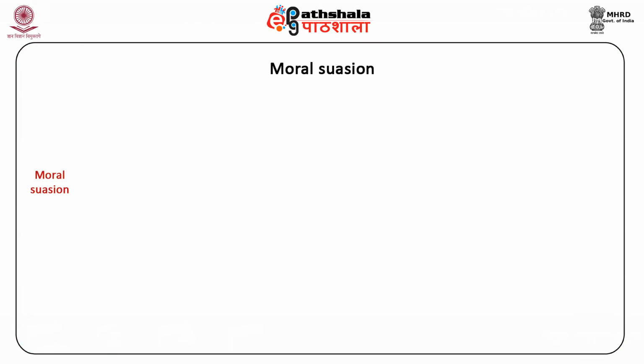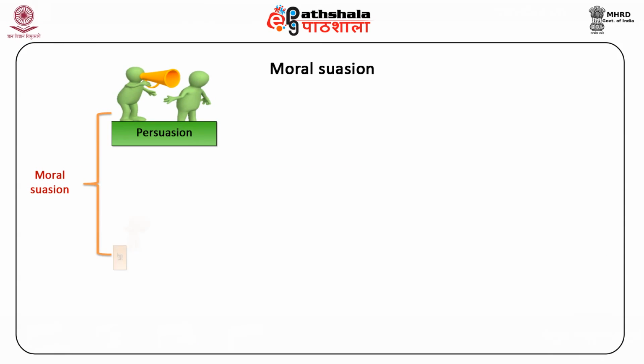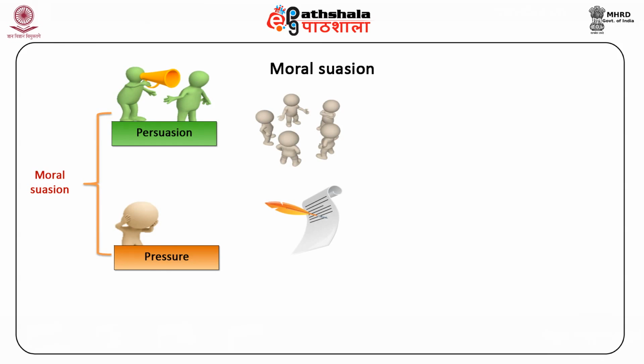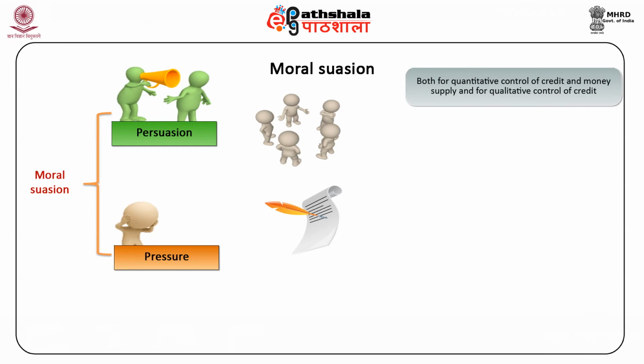Moral suasion is a combination of persuasion and pressures which a central bank is always in a position to use on banks in general and errant banks in particular. This is exercised through discussions, letters, speeches, and hints thrown to banks. It can be used both for quantitative control of credit and money supply and for qualitative control of credit, that is, control over the distribution of bank credit.